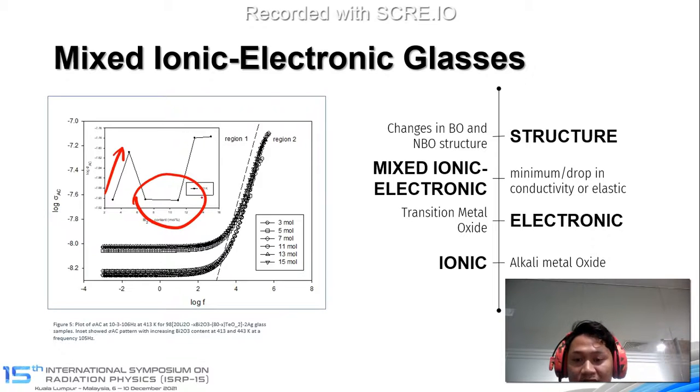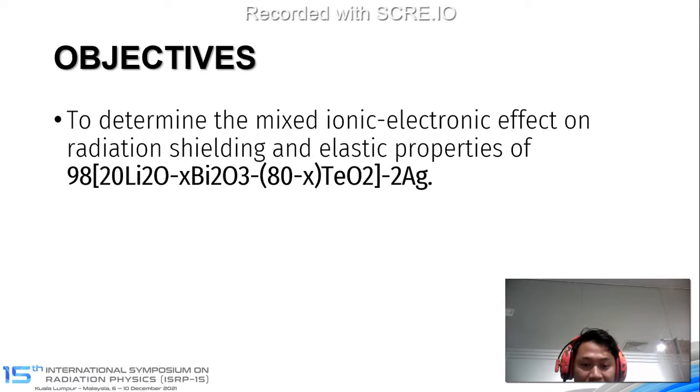So it is due to the mixed ionic electronic effect that is observed usually in conductivity and elastic properties. So now we want to see whether this mixed ionic electronic effect will also appear in the radiation shielding and also elastic properties of our glass sample.